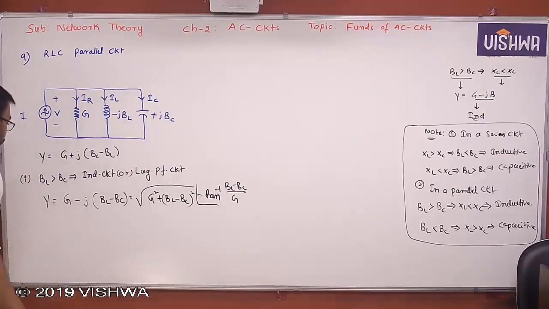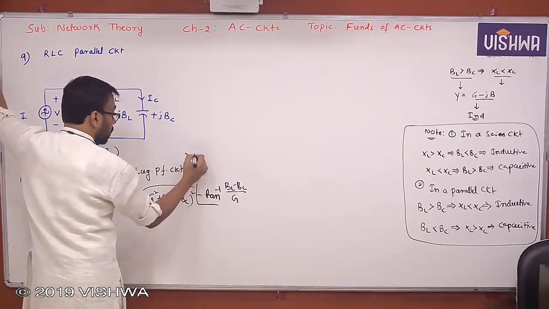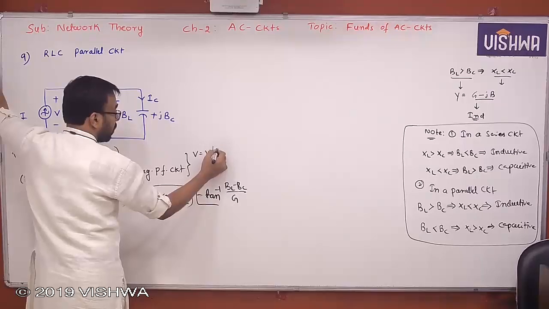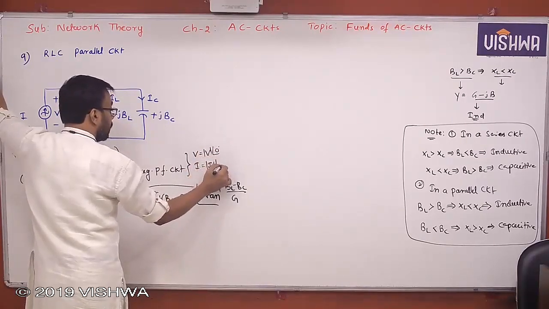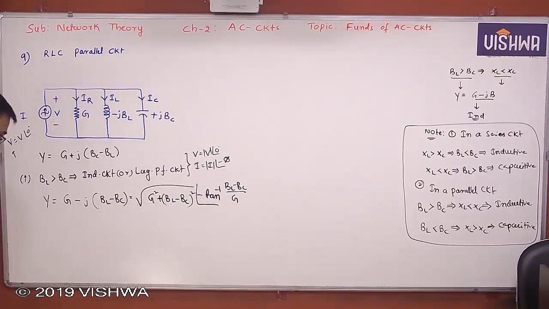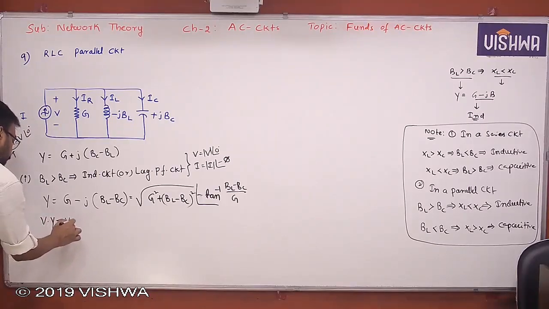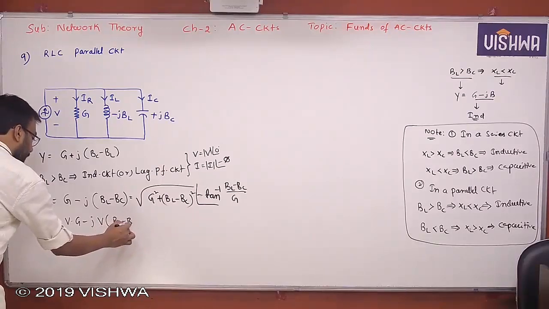Clear? If you multiply on both sides, now I am taking V is equal to V at an angle of 0. Then obviously I becomes I at an angle of minus phi, because current lags behind the voltage, so it should be a negative angle. Understand all of you? Okay, so if I multiply V into Y, it is V into G minus J V into (BL minus BC).